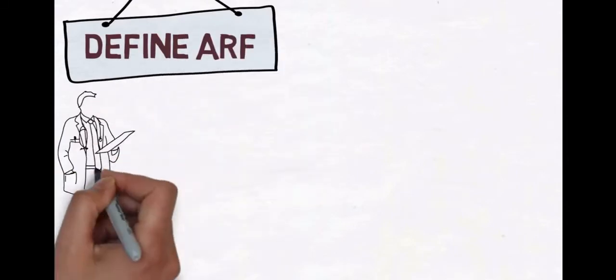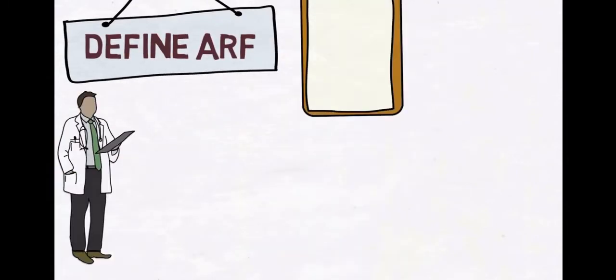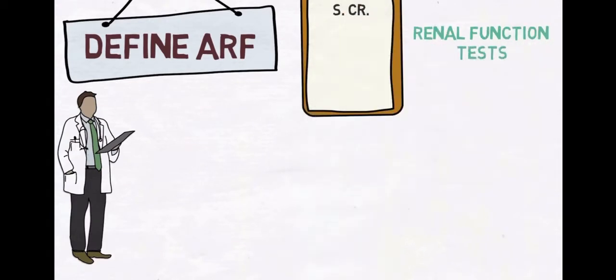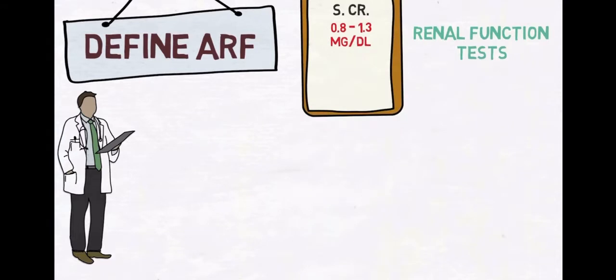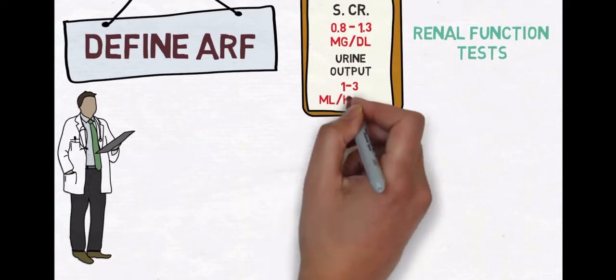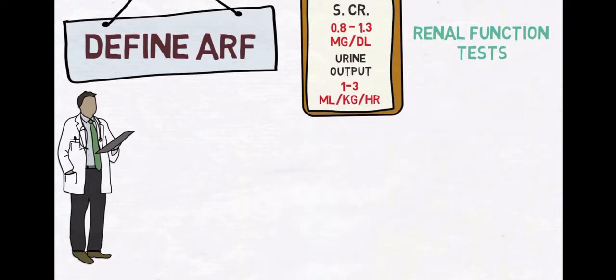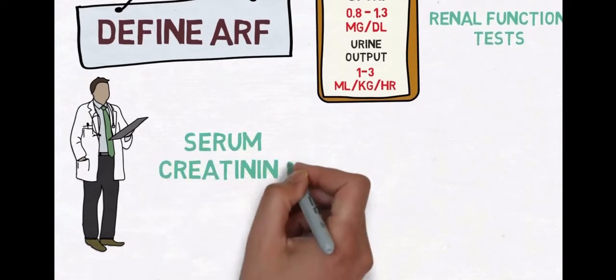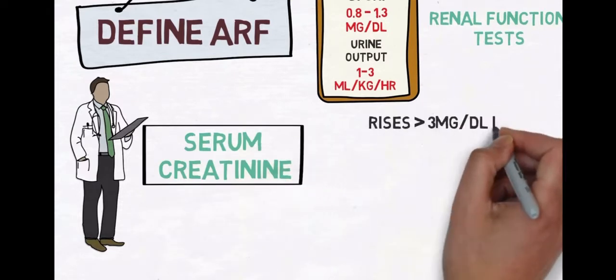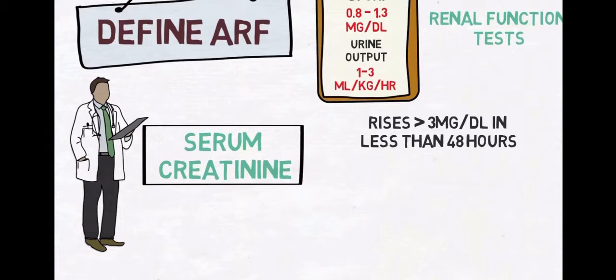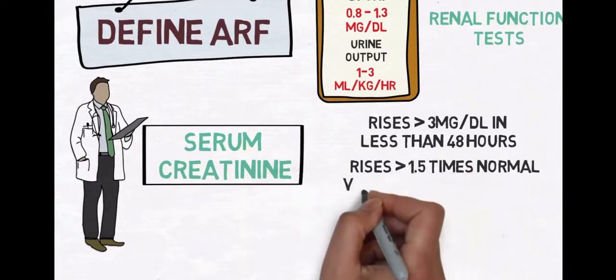Let us understand how we define acute renal failure. To define it, it is important to remember the normal values of some renal function tests, like normal serum creatinine concentration, which is 0.8 to 1.3 mg per deciliter, and normal urine output, which is 1 to 3 milliliter per kilogram per hour. When the serum creatinine concentration rises more than 3 mg in 48 hours, or rises more than 1.5 times the normal value in less than 7 days, the patient is said to be in acute renal failure.